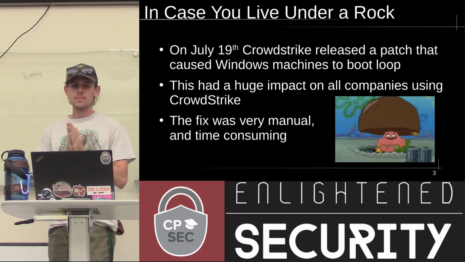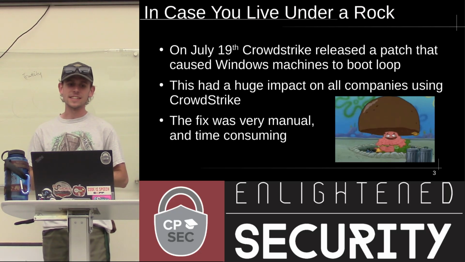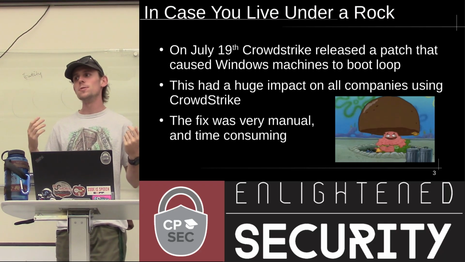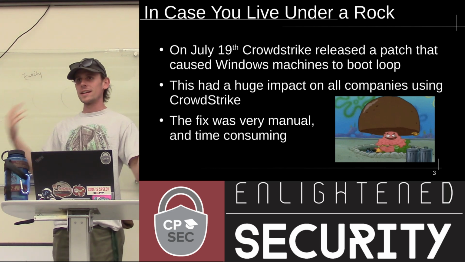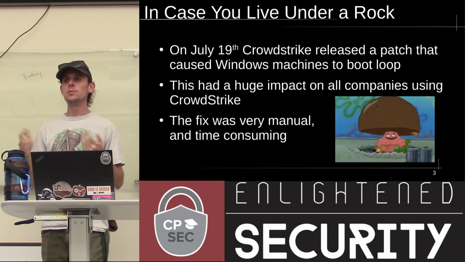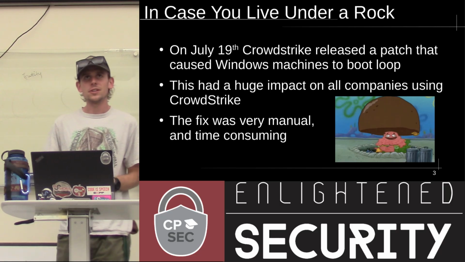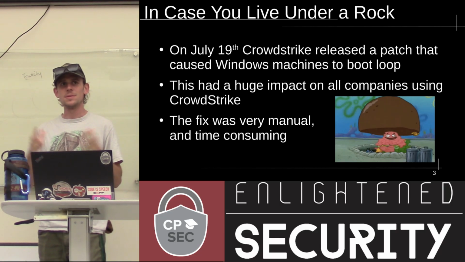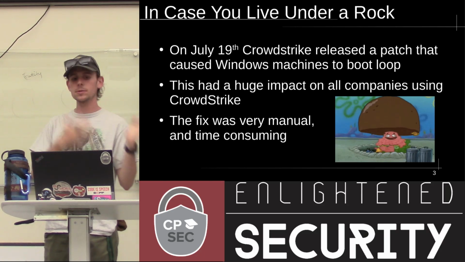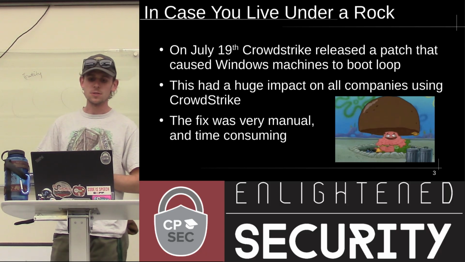So CrowdStrike. In case you live under a rock, on July 19th, CrowdStrike released a patch that caused Windows machines to boot loop. Boot looping is when your computer tries to boot up, encounters an error, shuts off, restarts, tries again, crashes again. Hence the name boot loop. This had a huge impact on all the companies using CrowdStrike, pretty much all of their endpoints, all of the computers that their employees, and in some cases their customers, were using, started boot looping. And to cap it all off, the fix was very manual, very time consuming.